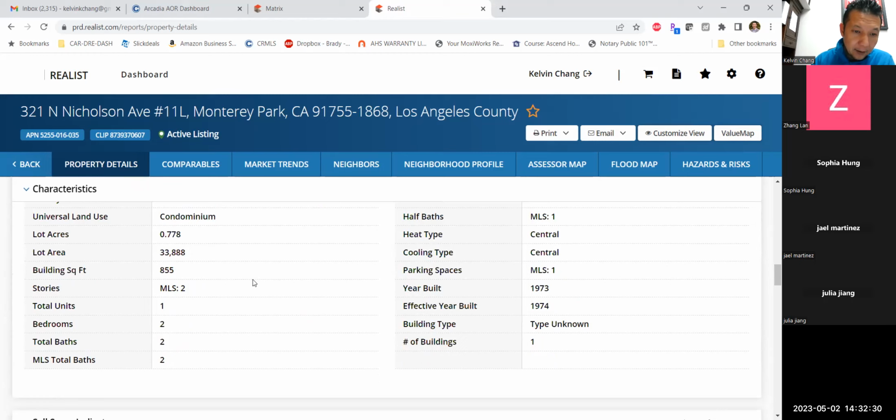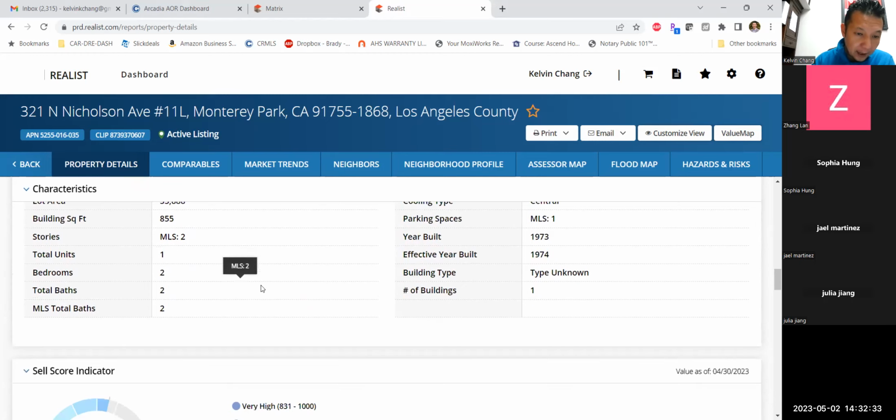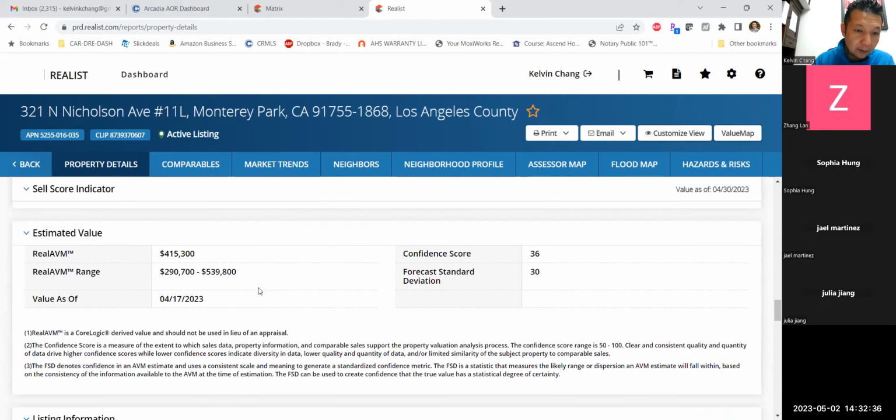I told them I would love to help them. I'm going to be out of town, but I'm going to help them get an analysis and let me know your motivation if you want to price it sooner, blah, blah. If you're an agent that just goes, oh, but the Realist profile says there's an estimated AVM value of 415,000. The range is 290 to 539, which is a huge range. If you're just relying on this, you are not doing your seller justice. You're taking a very bad shortcut, relying on a computer to research your value for you.